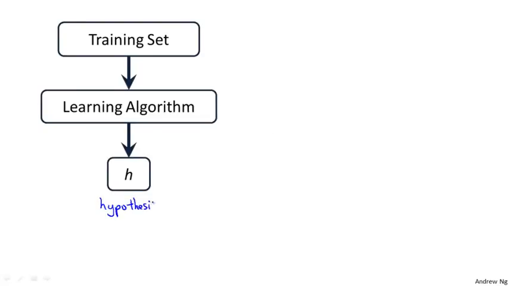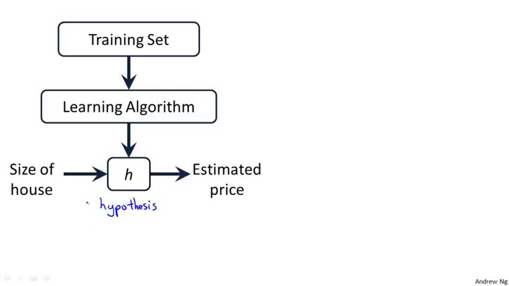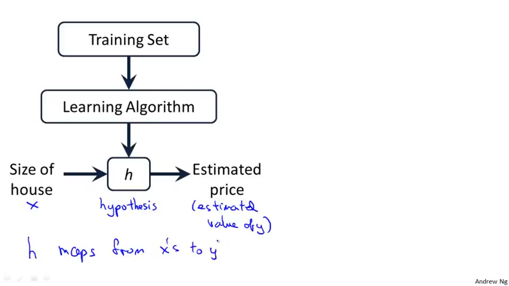The job of the hypothesis is a function that takes as input the size of a house, like maybe the size of a new house that your friend is trying to sell. So it takes in a new value of x, and it tries to output the estimated value of y for the corresponding house. So h is a function that maps from x's to y's.